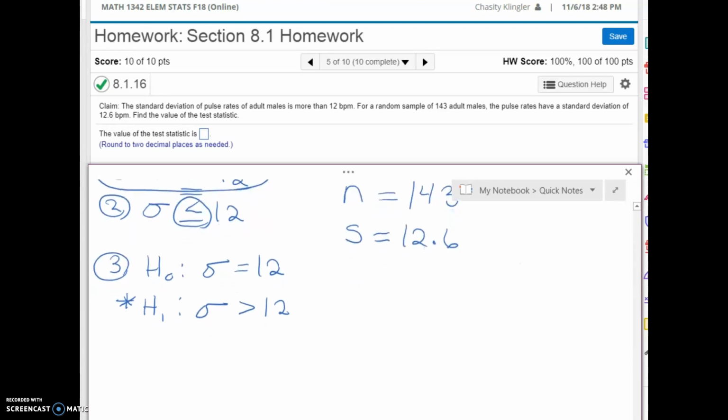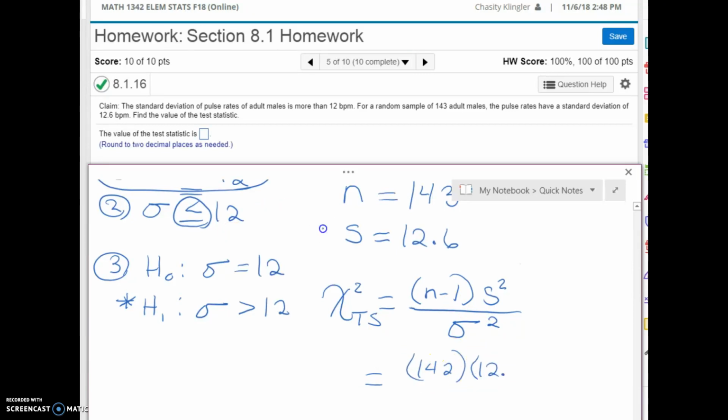the formula for your chi-squared test statistic. So that formula from your sheet, your chi-squared test statistic, is you do n-1, which is your degrees of freedom, times standard deviation squared, divided by your population standard deviation squared. So we're going to have 142 times 12.6 squared over 12 squared.